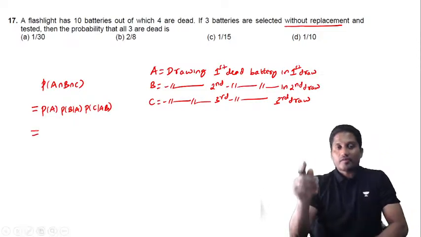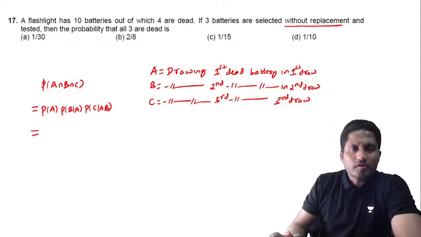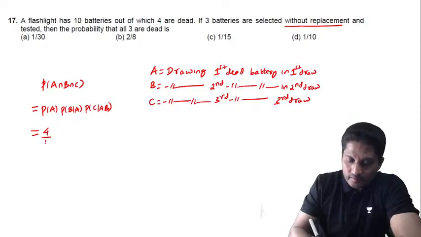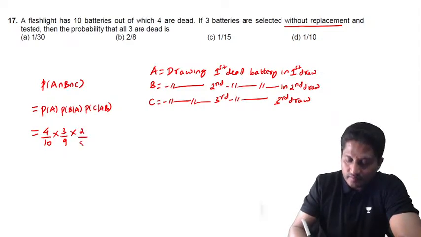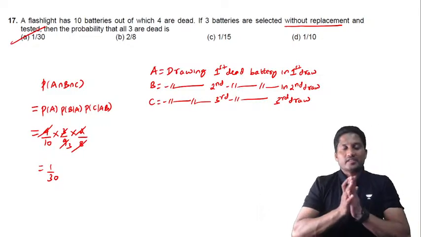The probability of drawing first dead battery. 4 out of 10 are dead batteries, right? So this means that 4 by 10. Probability of drawing second dead battery is 3 by 9. Probability of drawing third dead battery is 2 by 8. Alright, 4 into 2 is 8. 3 will cancel with this 3 times. You will get 1 by 30. Answer is option A. Is this clear, guys?